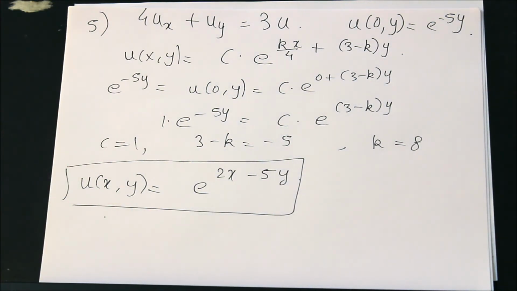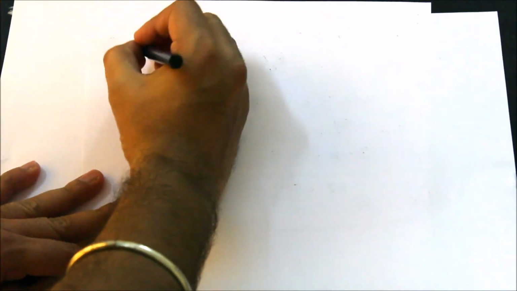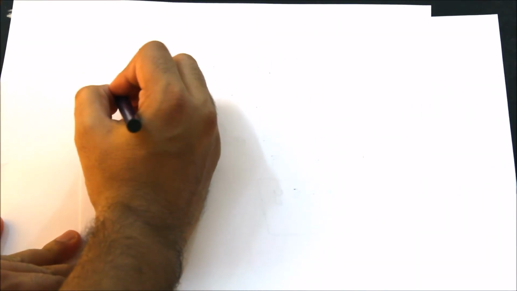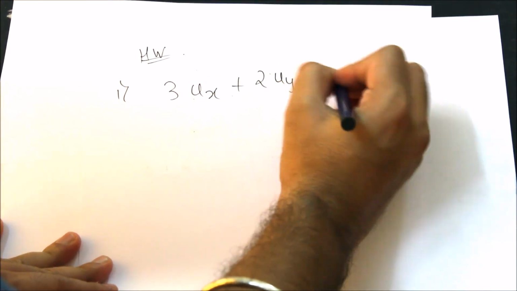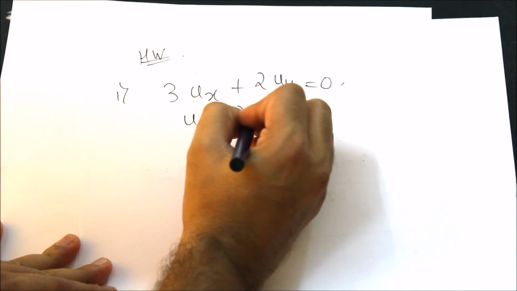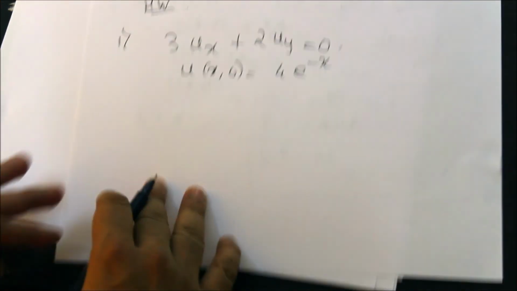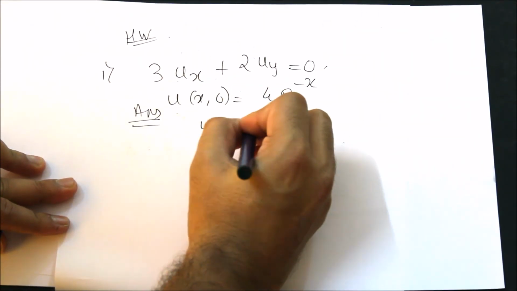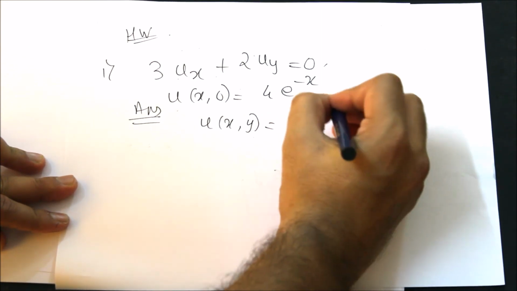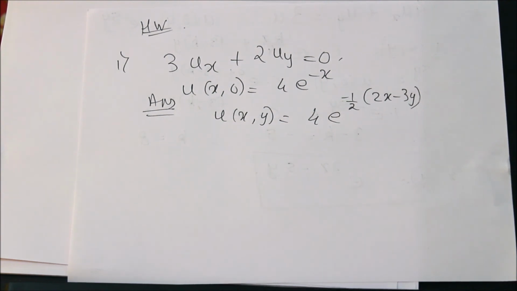So I hope the method is clear. If you want, for practice sake, you can take a few examples. Let's take these as homework problems. 3 times u with respect to x plus 2 times u with respect to y equal to 0, and take the initial condition as 4 e raised to minus x. The answer for this is u of x, y will come out to be 4 e raised to minus 1 by 2, and this is the solution of that first question.